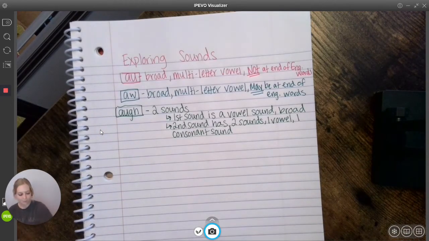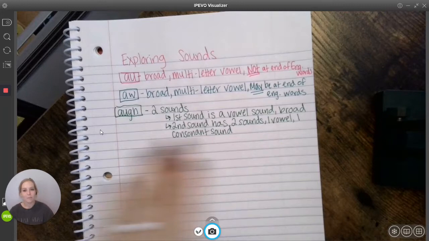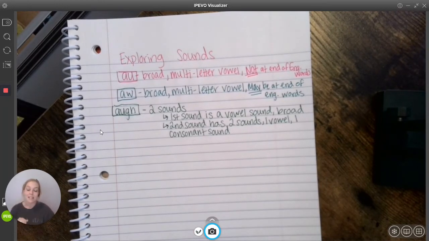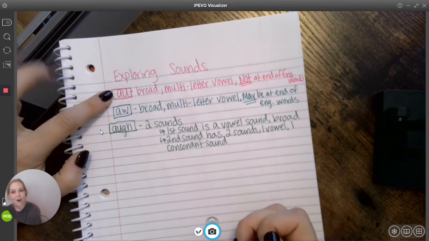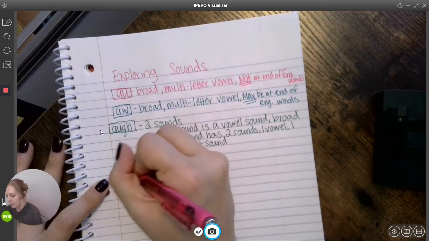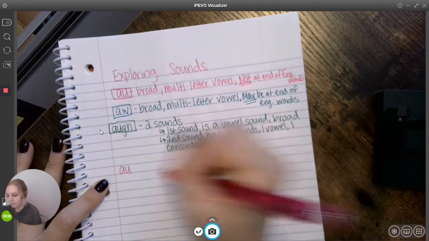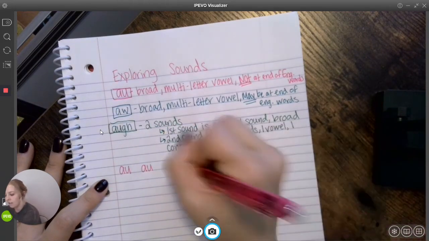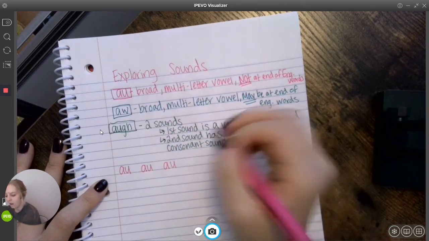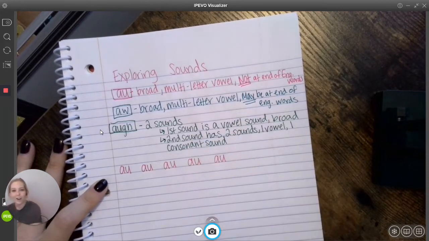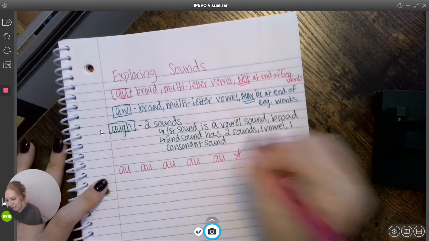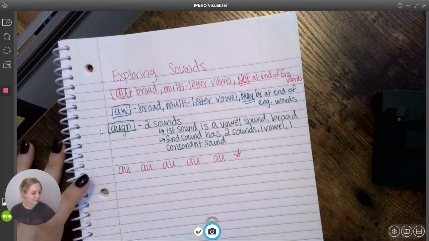Let's now write each phonogram right below five times and say the sounds they make every time we write them. So five times. Okay? So let's start with ah, AU. Ah, ah, ah, ah, ah. Good job. Give yourself a little star for doing that.